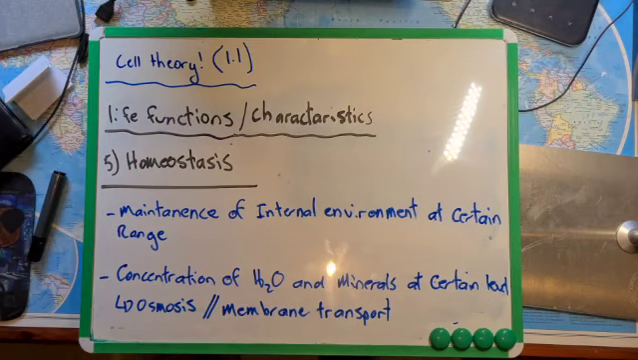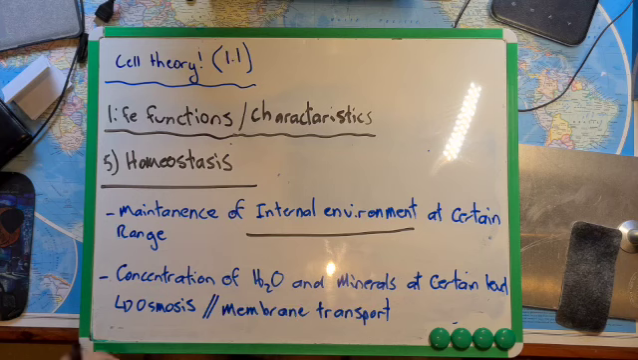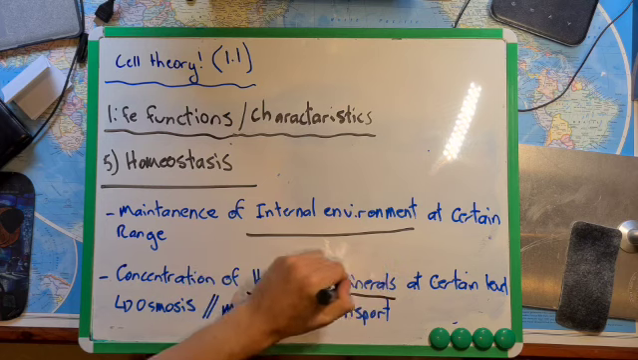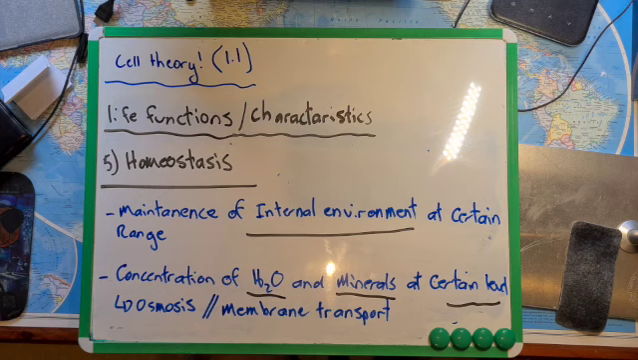Homeostasis is another characteristic present within cells. Homeostasis is the maintenance of the internal environment and keeping it at a certain range which is suitable for cellular function. Homeostasis can be seen in keeping a balance of water or minerals at a certain level which is optimal for a cell to function.